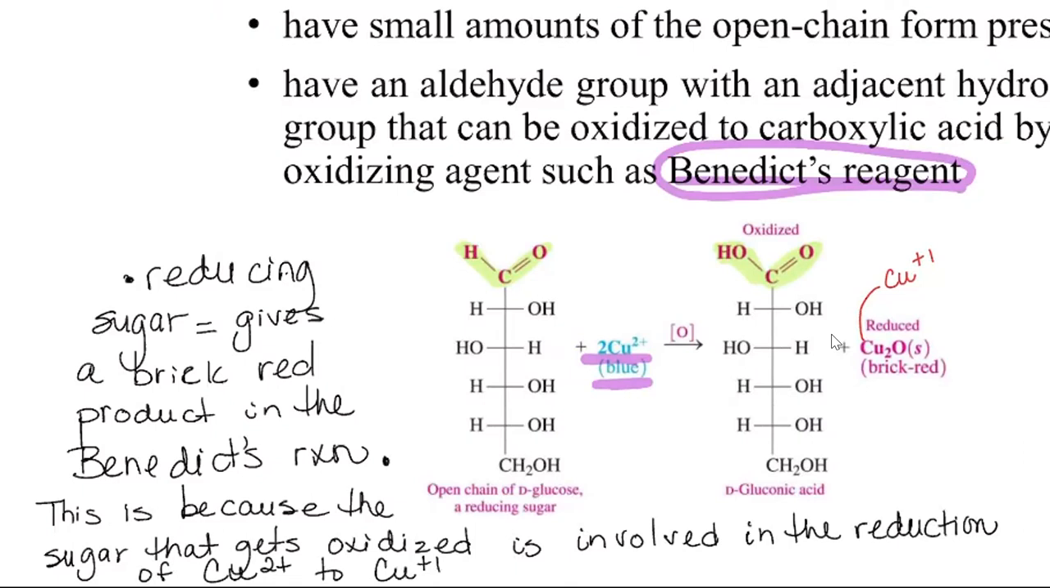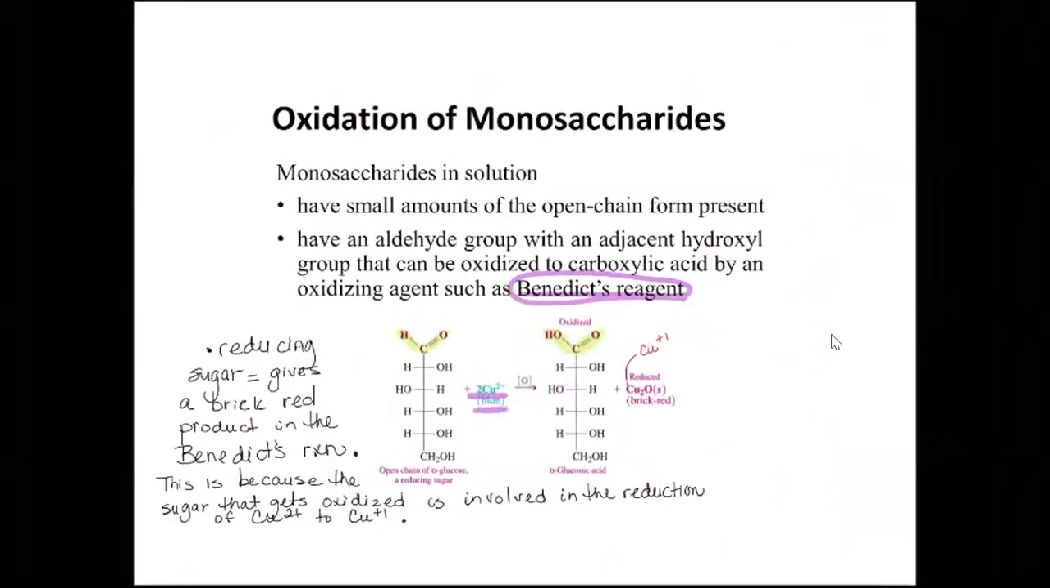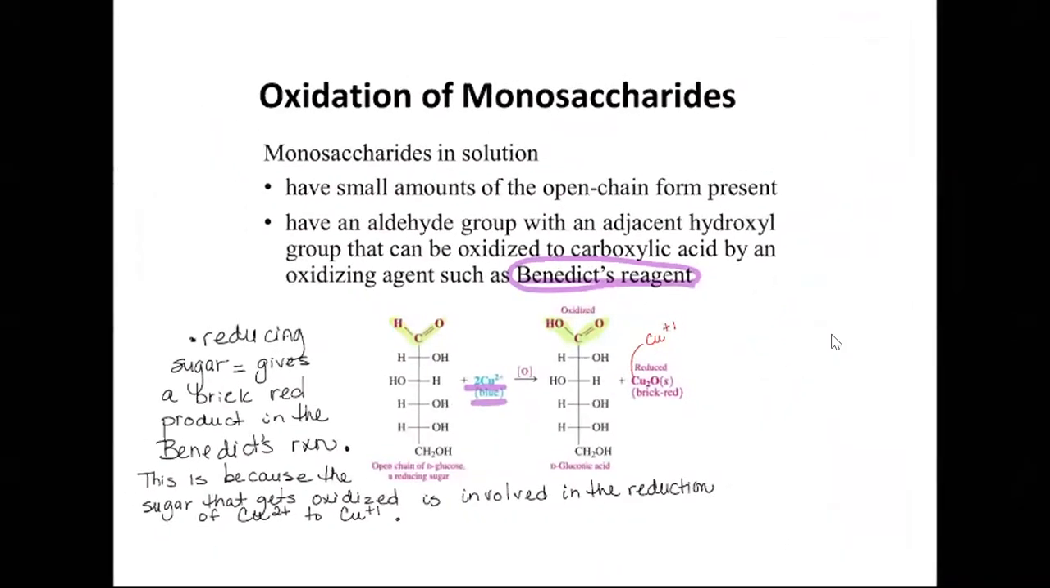So do not confuse this term and think, oh, if it's a reducing sugar, it means that the sugar got reduced. What this means is that the sugar is helping the reduction of copper 2 to copper 1. The sugar itself in the Benedict's reaction gets oxidized, okay? And this is a common test that is performed, and understand that when you are studying carbohydrates, you will be investigating this, okay?